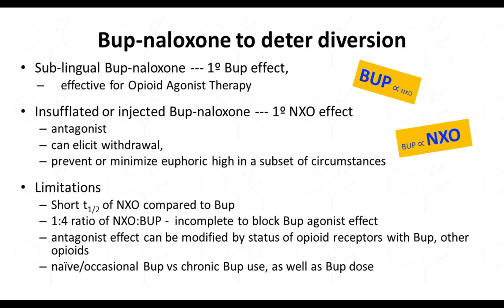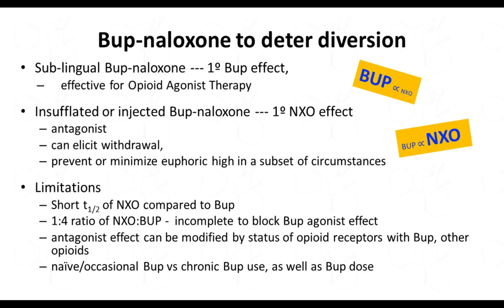So just to reiterate, the sublingual use is effective for opioid agonist therapy because we have predominantly a buprenorphine effect, whereas an insufflated or injected mixture of buprenorphine and naloxone would have primarily a naloxone effect that is antagonistic. It can elicit withdrawal and can prevent or minimize the euphoric high in a subset of circumstances. So the naloxone effect predominates.